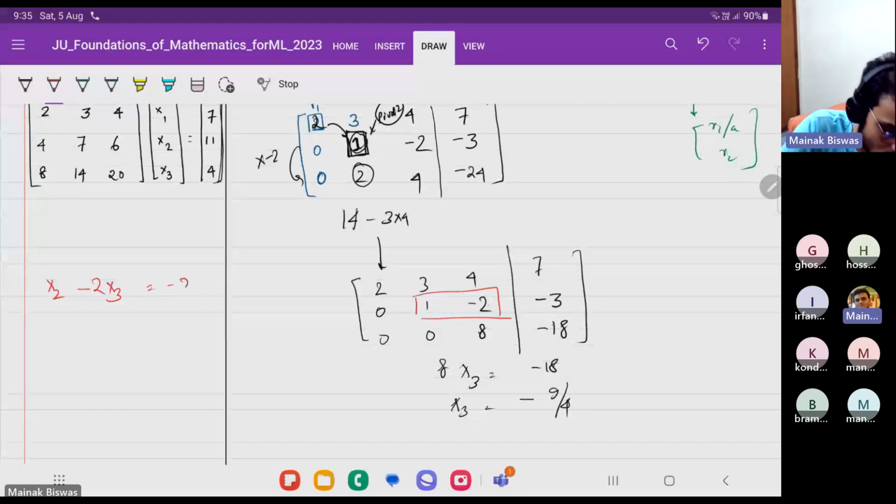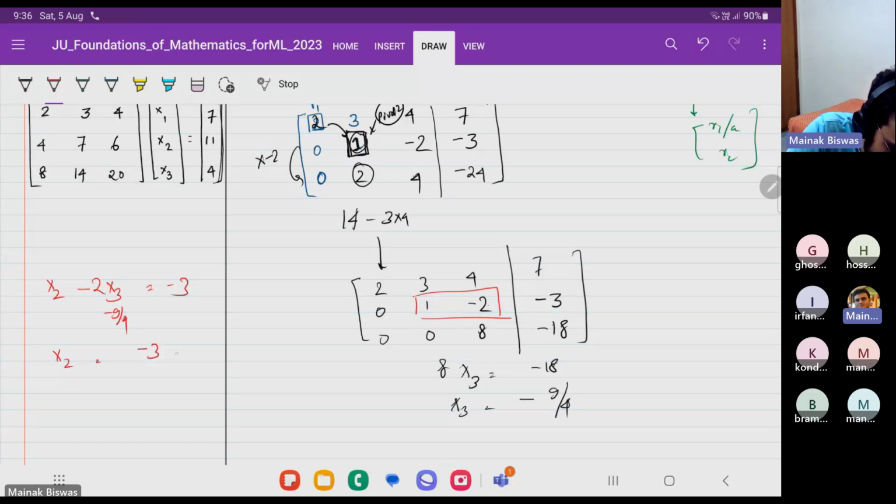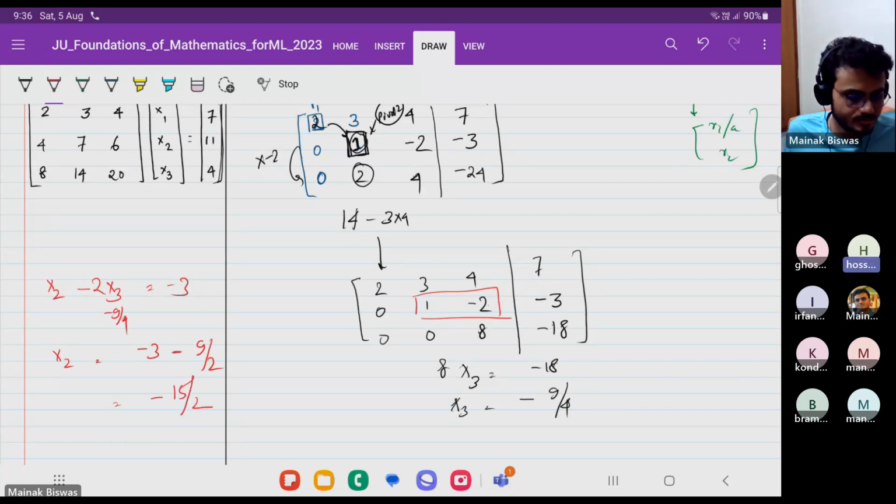This row is this. So now I'll be putting minus 9 by 4 over here. So what will I get? x2 equals minus 3 minus 9 by 2. Yes or no? So I'll get minus 15 by 2. Agreed? Very good. Good. It's matching my computer answers. Good.